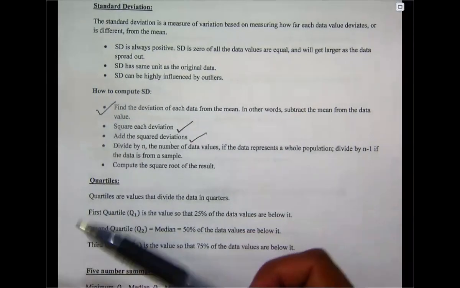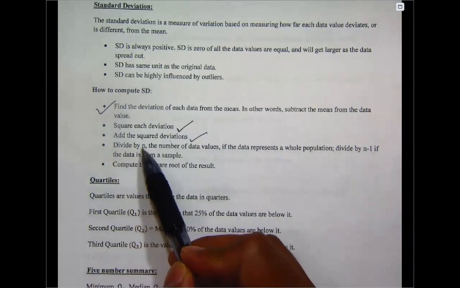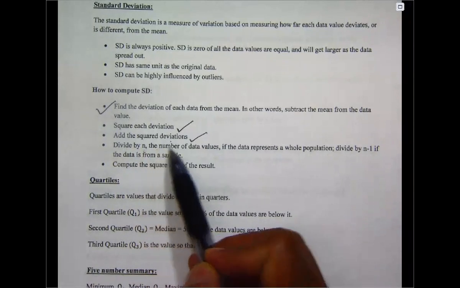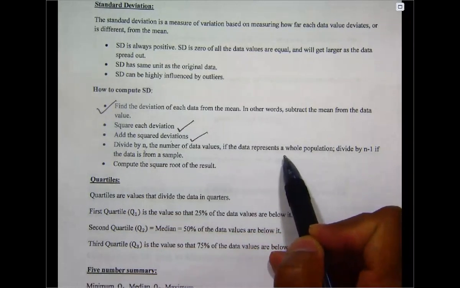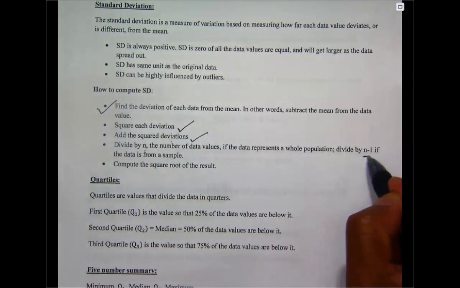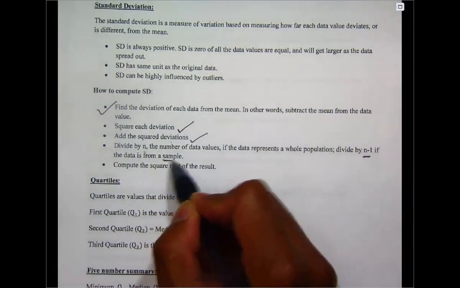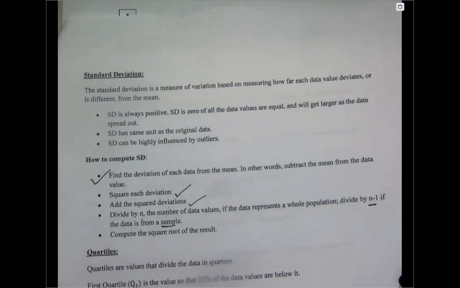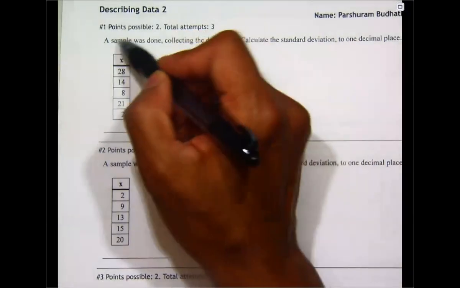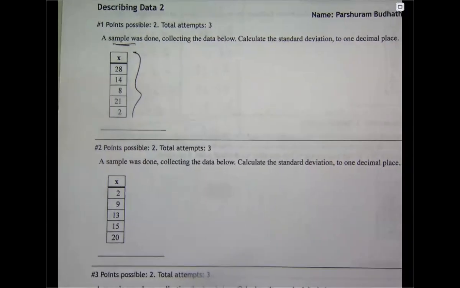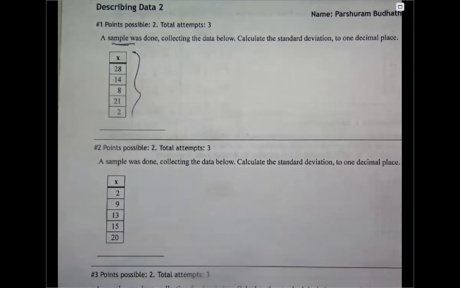Let's go to the next step. The next step is, after adding, divide by n, which means the total number of data values, if the data represents the whole population. Divide by n minus 1 if the data represents a sample. So in this problem, if you check the problem itself, it says a sample was taken. So that means this is for a sample. Make sense?